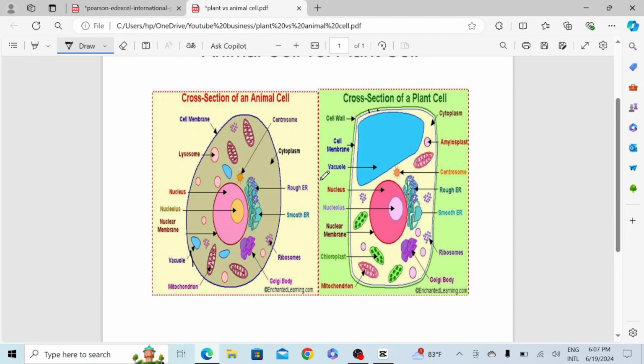Both can have vacuoles, but plant cells have a permanent large vacuole. Animal cells often do not have it, but you can see here they have a small vacuole, and it's not permanent, it's temporary. They could have it or not have it, but they do sometimes. And both have a nucleus.